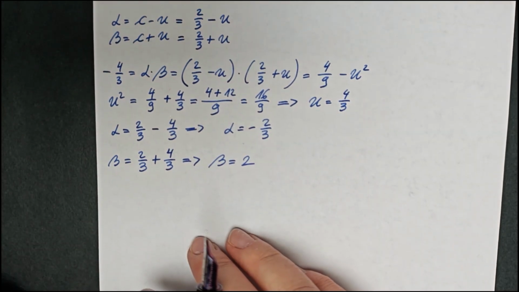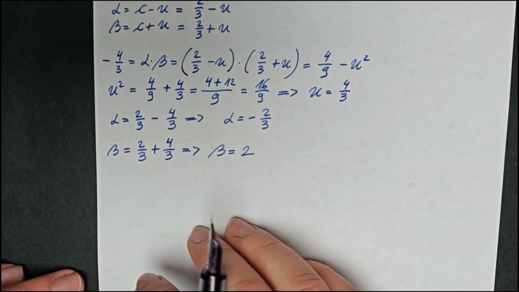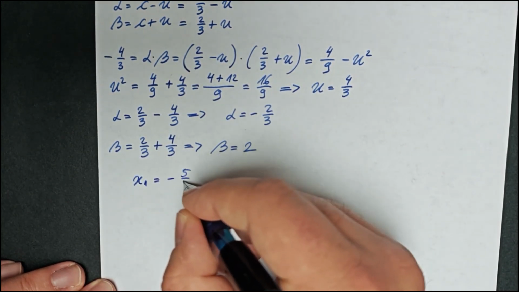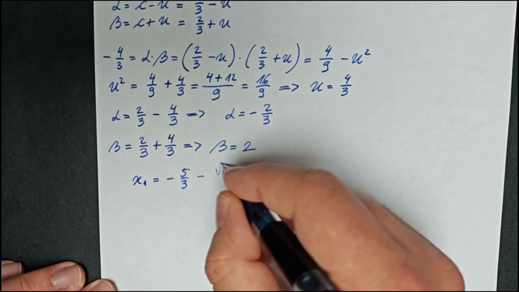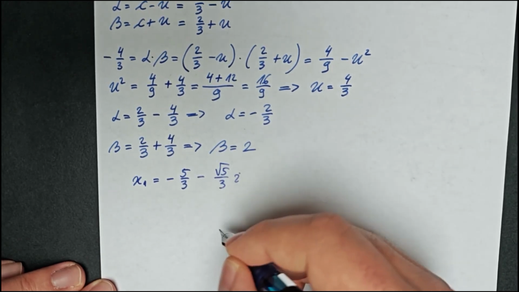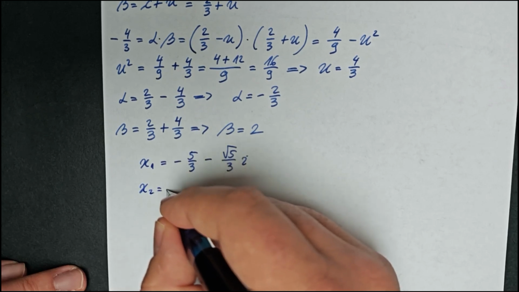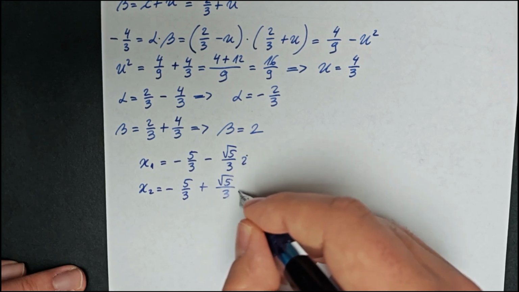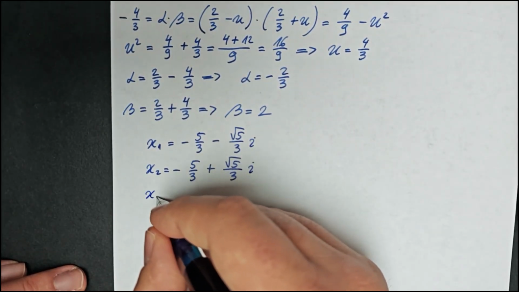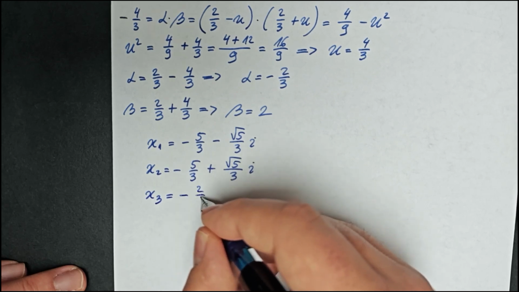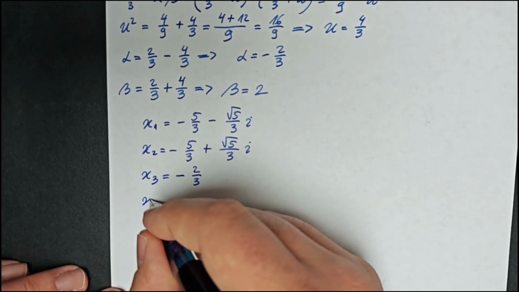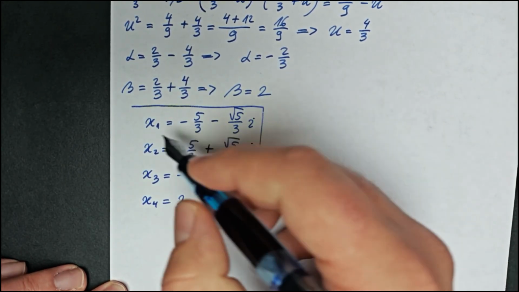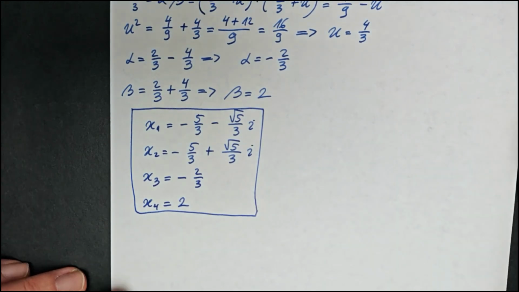Finally, we have all the solutions for the problem which we had started from, and those solutions are x1 is equal to negative 5 over 3 minus the square root of 5 over 3i, x2 is equal to negative 5 over 3 plus the square root of 5 over 3i, x3 is going to be equal to negative 2 over 3, and x4 is going to be equal to 2. So these are all the solutions of our starting problem.